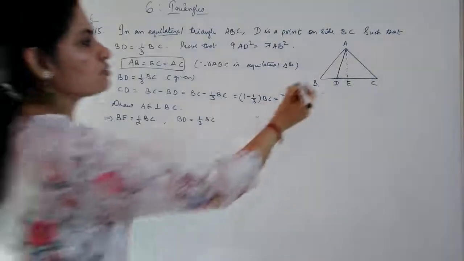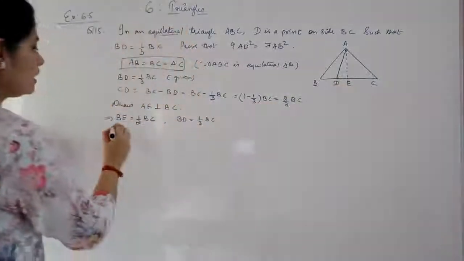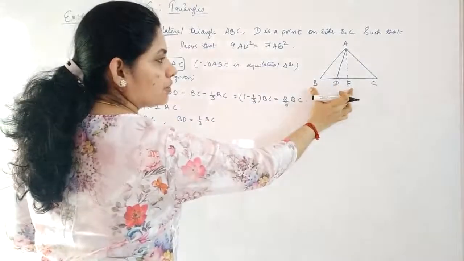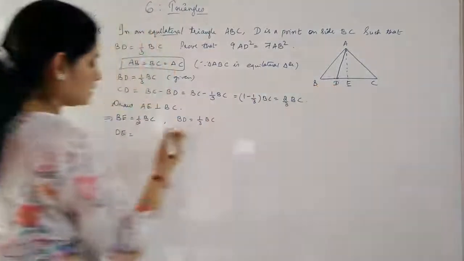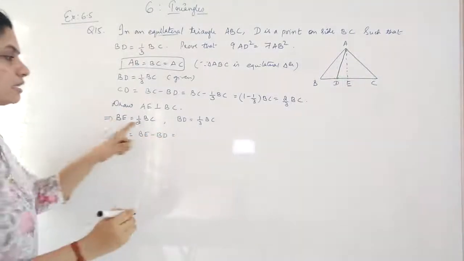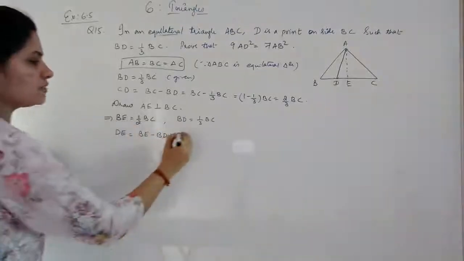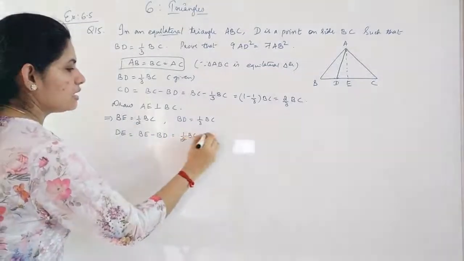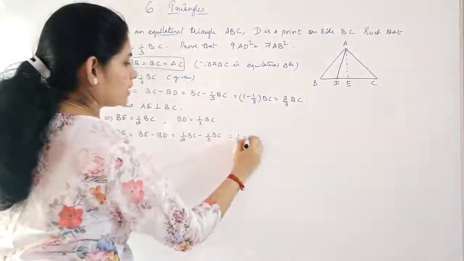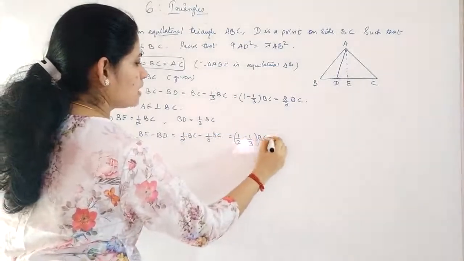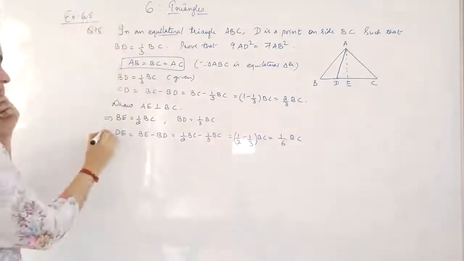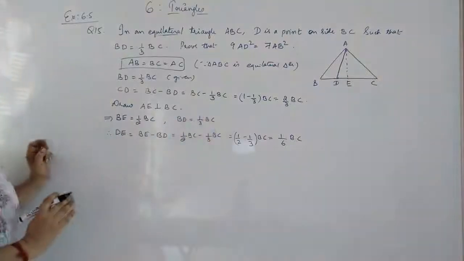Now we are finding out what is this length DE. So DE is equal to, how can you find out? From BE, if you subtract BD, you will get DE, right? From BE, you are subtracting BD. Replacing these values in terms of BC which you have, you will get half BC minus 1 by 3 BC. That is 1 by 2 minus 1 by 3 of BC, which will give you 1 by 6 BC. So DE also you got in terms of BC.